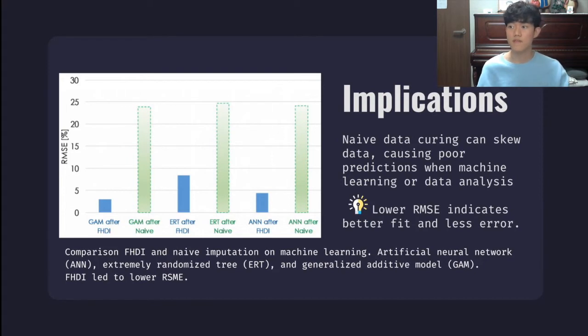Now in this graph, as you can see, the green values are the naive remedy approaches, and they have a significant level of RMSE, which implies that they may have a lot of errors and that they're less reliable. In contrast, the blue values, which are the FHDI approaches, have a significantly lower RMSE, which implies that they may be more reliable and perform much better than naive imputations.